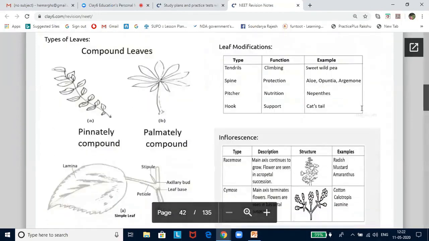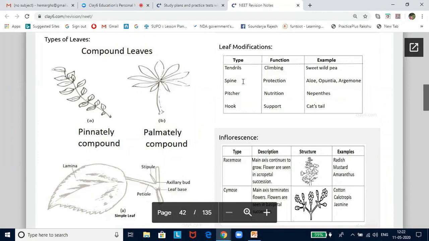Now let us look at the leaf modifications. There are many modifications, but these are very, very important. One is the leaf tendril. Stem tendril is also there. Leaf tendril is also there. It is for the purpose of climbing, as in sweet wild pea. So this is a leaf tendril.